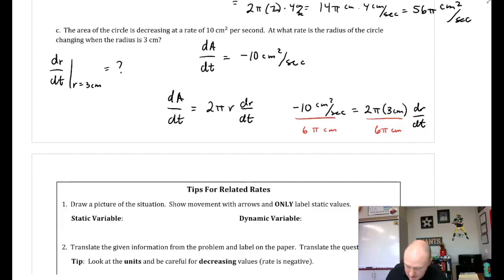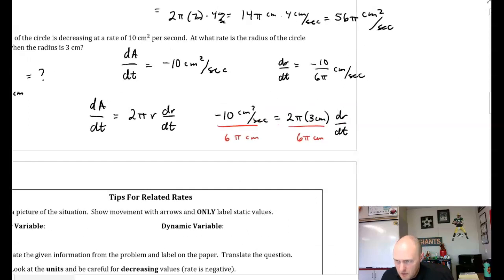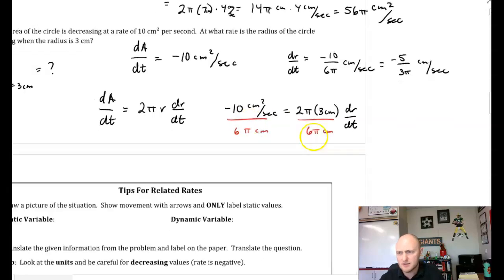We get dr/dt is equal to negative 10 over 6 pi centimeters per second. So that is how it is changing. And if we wanted to go ahead and reduce here, we could. This would be negative 5 over 3 pi centimeters per second. All right.